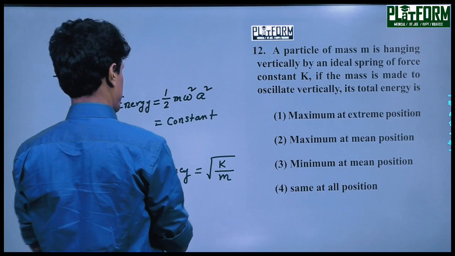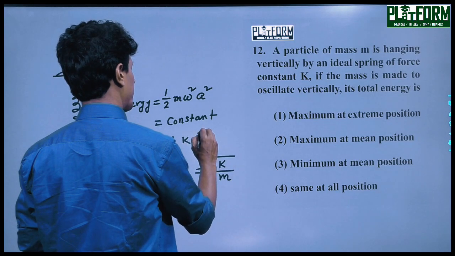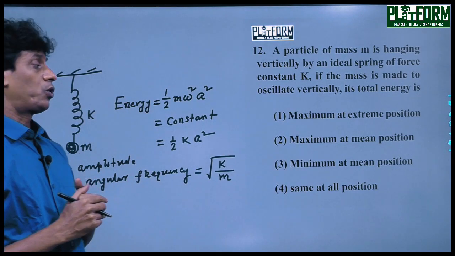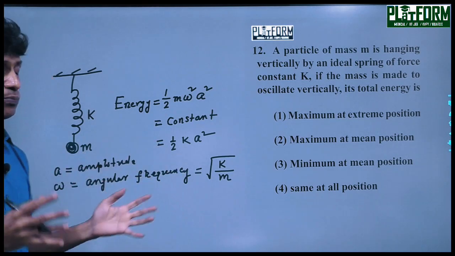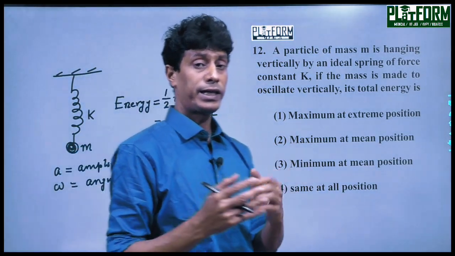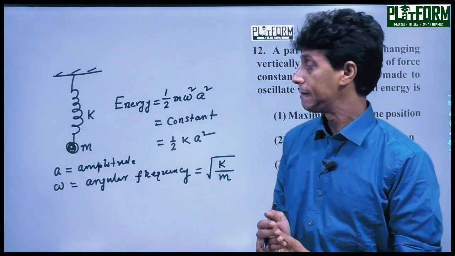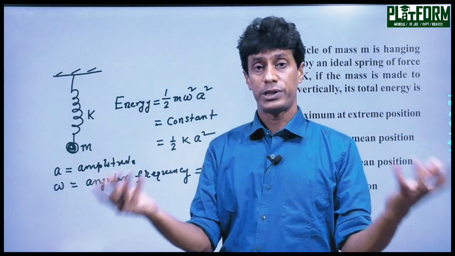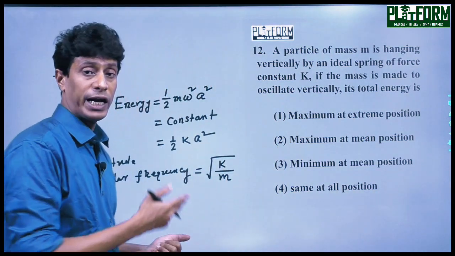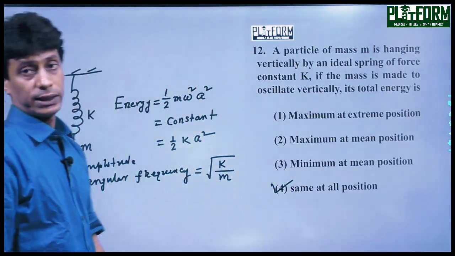So we can write this as half k A square. This total energy always remains fixed, it remains constant at any point. We can get the change in the potential energy and the kinetic energy of the particle oscillating, attached to one end of the spring. So we can get the variation of potential energy and kinetic energy, but the total energy all the time remains constant. So the right option here is same at all positions. Option 4 is the correct option.